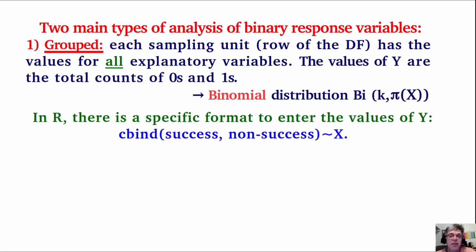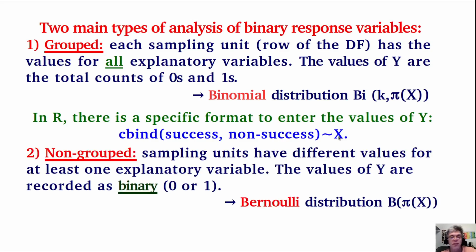So in R, there's a special format to enter these values. I'm not going to discuss it any further. This comes in a matrix type of format, in which we have the success, that is the event that we are interested in, and the non-success, the complement of the event, as a function of the explanatory variable x. Please see the book for further details in this type of analysis.